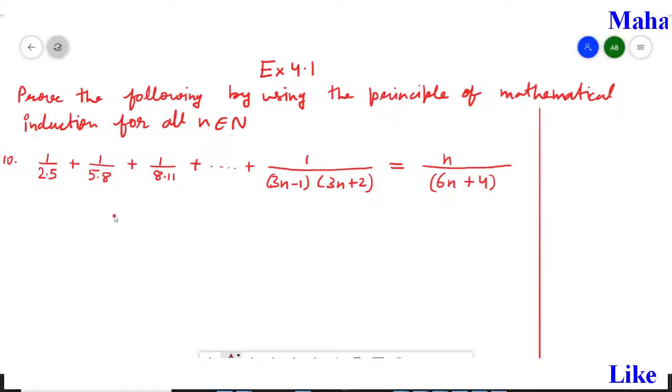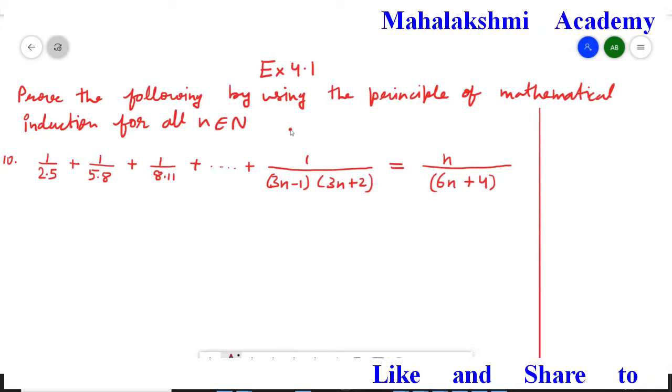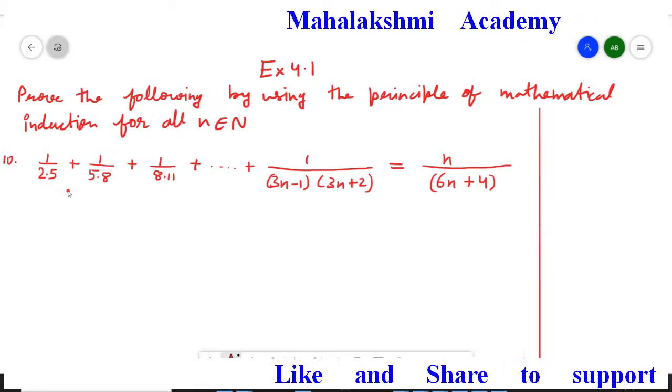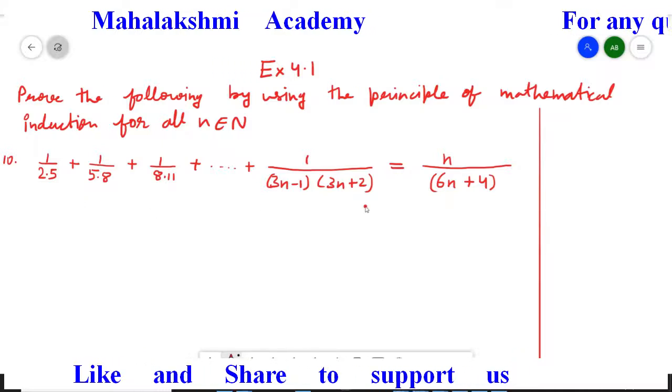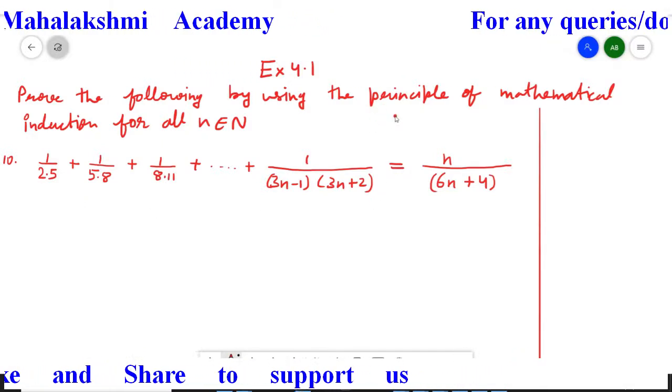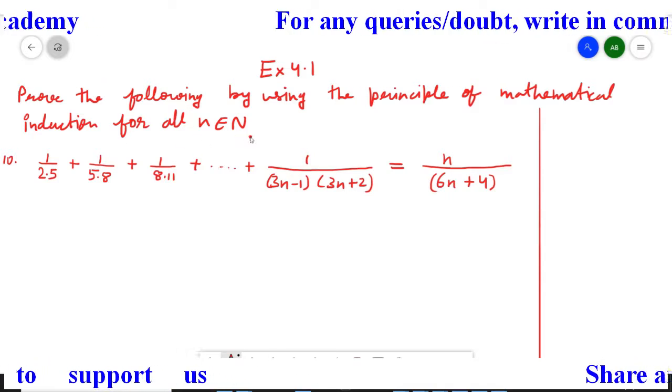Hello everyone, I am going to explain question number 10 from exercise 4.1, and this question belongs to 11th class maths. Here we are given a mathematical statement, and we have to prove this statement by the principle of mathematical induction for all natural numbers.